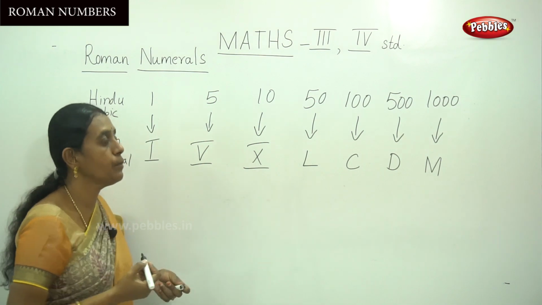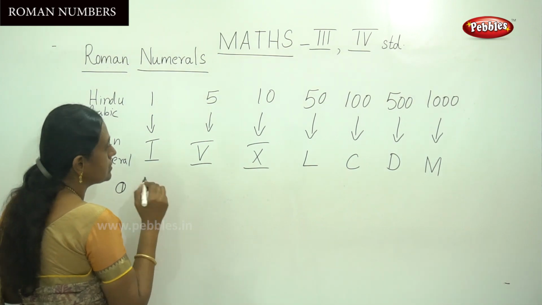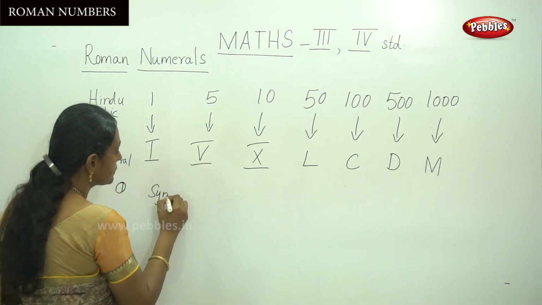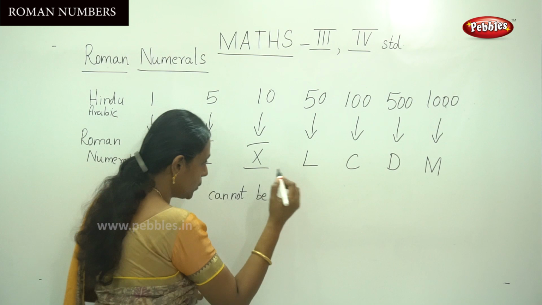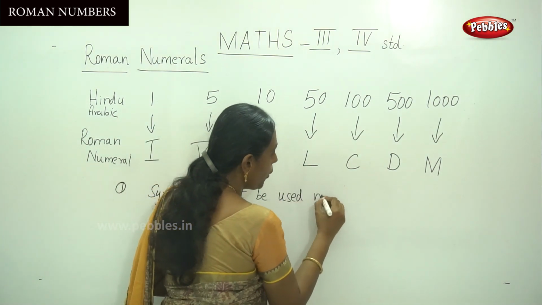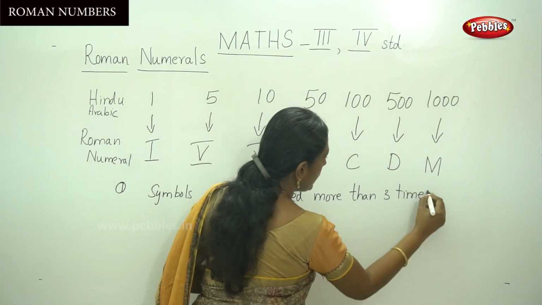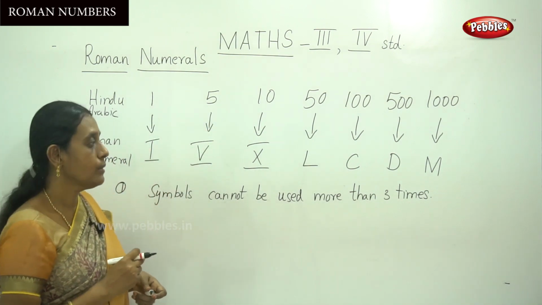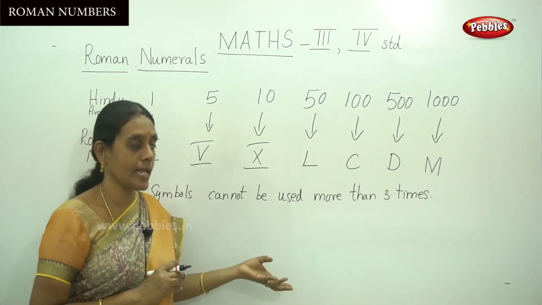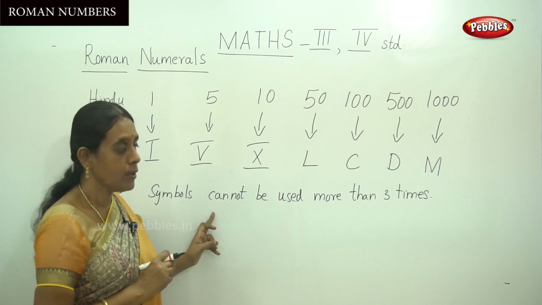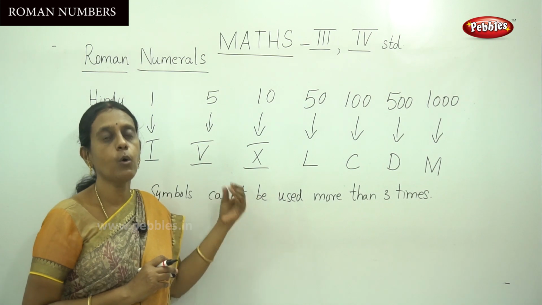And there are 3 important tips. The first rule is that symbols cannot be used more than 3 times. That is why for 30 we put only 3 Xs, and for 40 we change the sign to XL. Can you understand this rule? You can repeat a symbol only up to 3 times, not more than that.